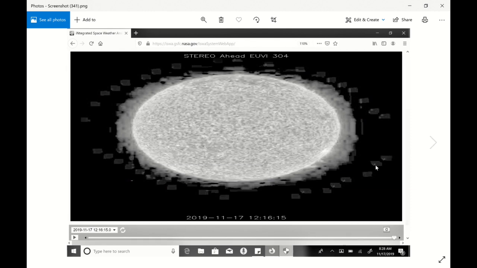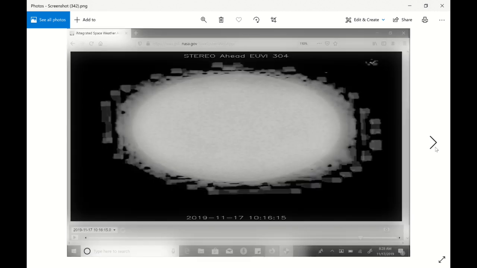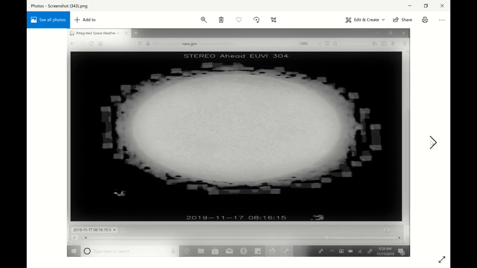This is a filter applied to it. You can watch how these expand. You know, that's pretty neat when they both expand like this on both sides. I don't know the significance of it, but again, this is timestamps from NASA, the STEREO Ahead EUVI 304. It's the same filters.